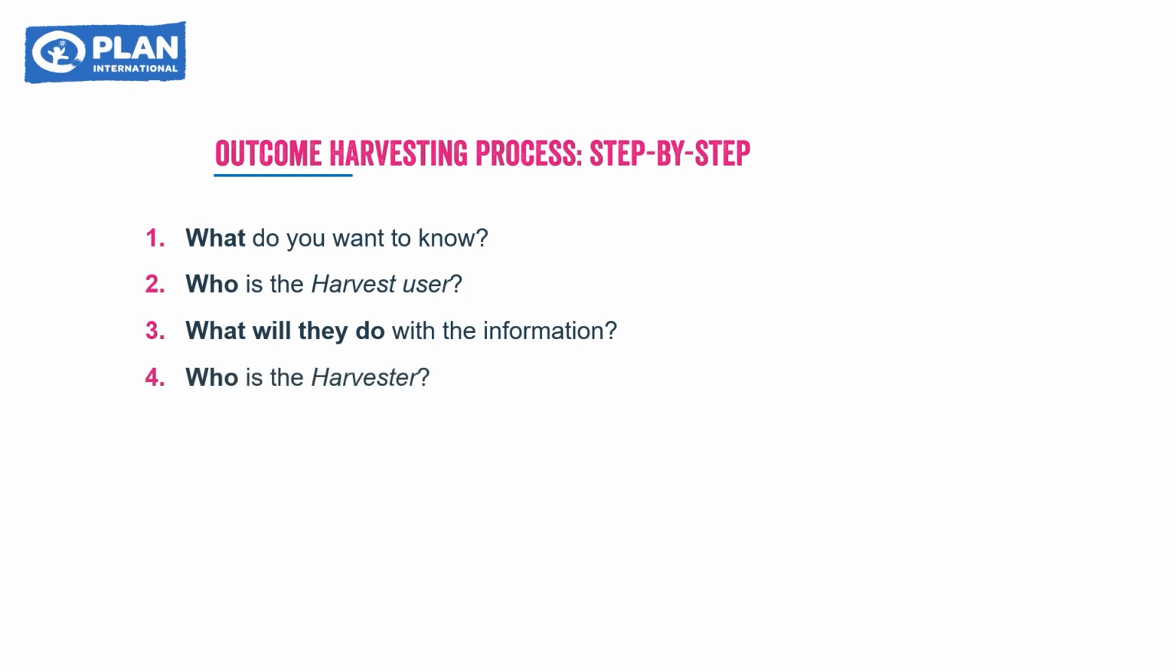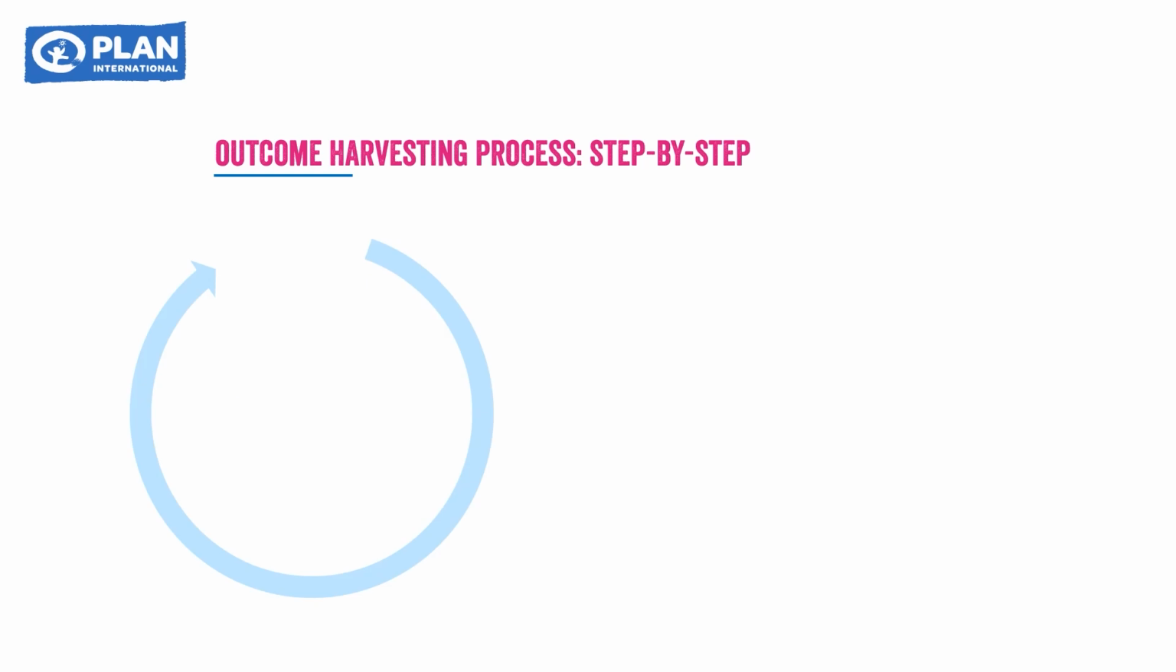Finally, who is the harvester? In other words, who will harvest the outcomes? Internal MEL staff or external? There are 5 steps in this adapted version of outcome harvesting. They are guiding principles rather than a rigid formula to follow. There are no fixed periods on when they should take place. These timings are suggestions and should be discussed with your country teams.